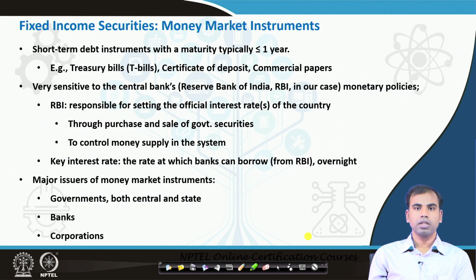These instruments include treasury bills, certificates of deposit and commercial papers. There are certain other instruments which are not typically popular among individual investors. They are mostly invested in by institutional investors or financial institutions, such as repo contracts and forward contracts, while instruments such as treasury bills, also known as T bills, certificates of deposit or commercial papers, are also popular among individual investors.